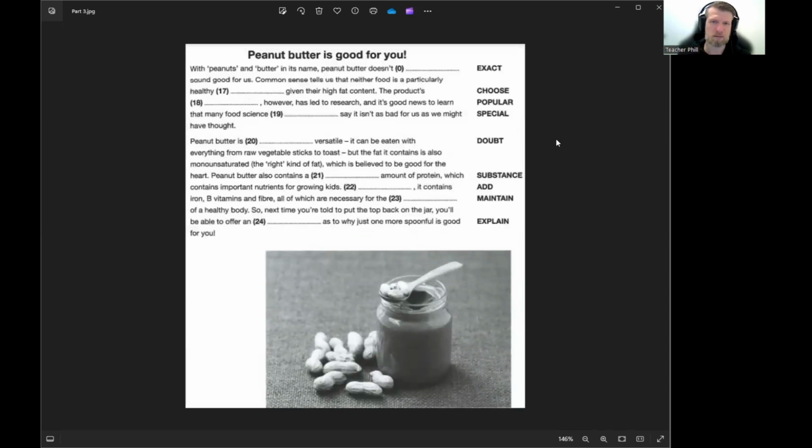So here in part 3, again, we get a short text with 8 gaps. But this time, we need to take the words that are on the side and choose the correct form of these words to put them in the gaps that are in the same line. So we do not have to worry about where we put each of these, but we know that they have to go in the gap that is here on the same line.